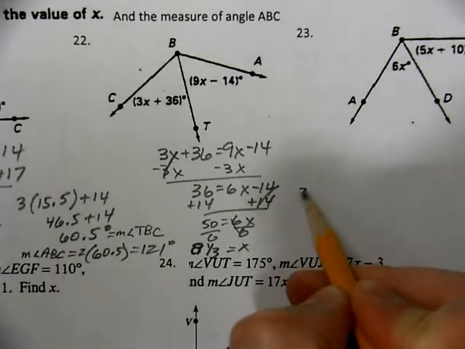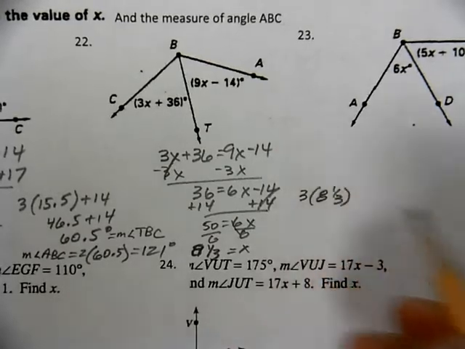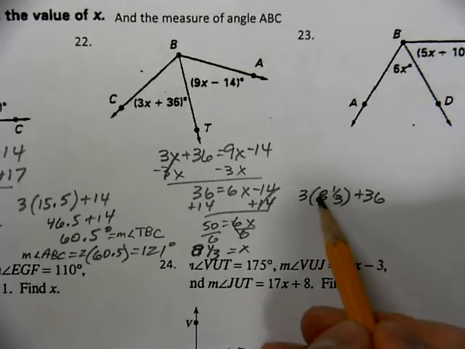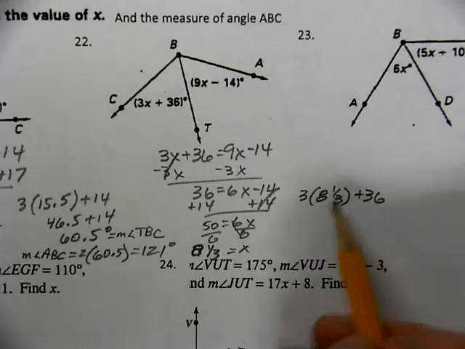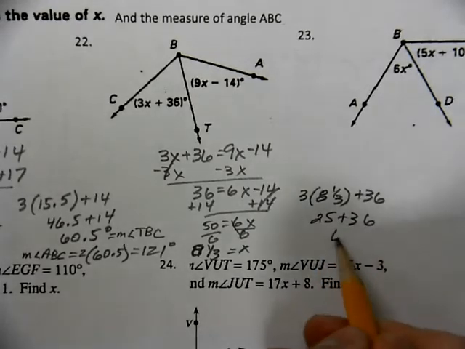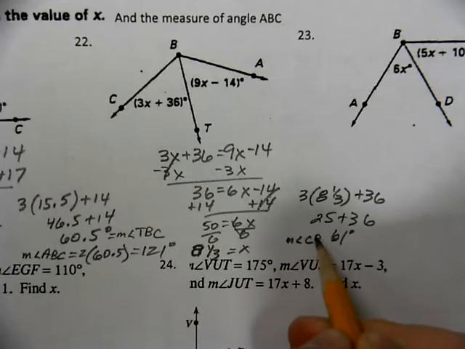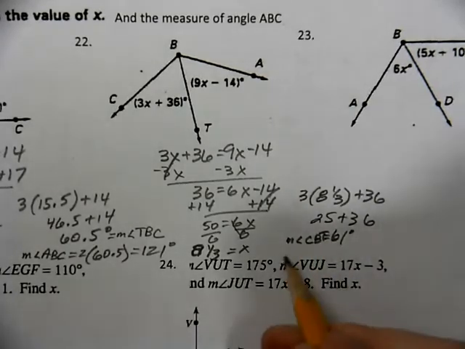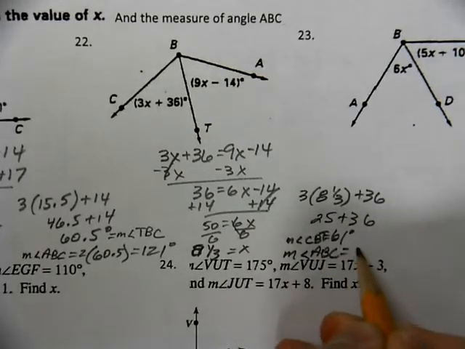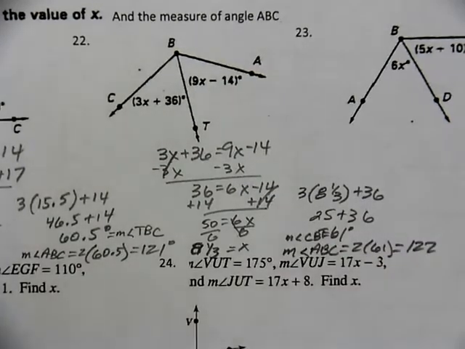So if we say 3 times 8 1/3 plus 36, that's going to be 24 plus another full one, which is 25. 61 degrees. That's the measurement of angle CBT. And then the measurement of angle ABC is 2 times 61, which is 122.